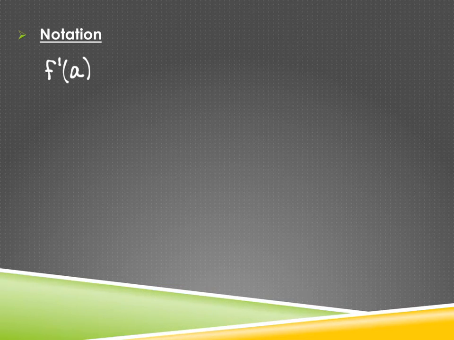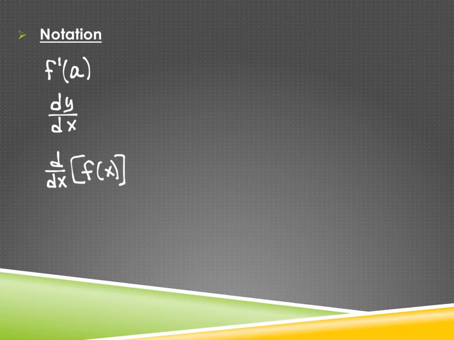Another notation looks like this, dy dx. And that's kind of how we say it shorthand, f prime of a, dy dx. It's not really effective or appropriate to say that, but we shorthand it because that's what we do, right? We like to shorthand things, okay? And then the third one is the one that is used the least, but I'll mention it, d dx of f of x.